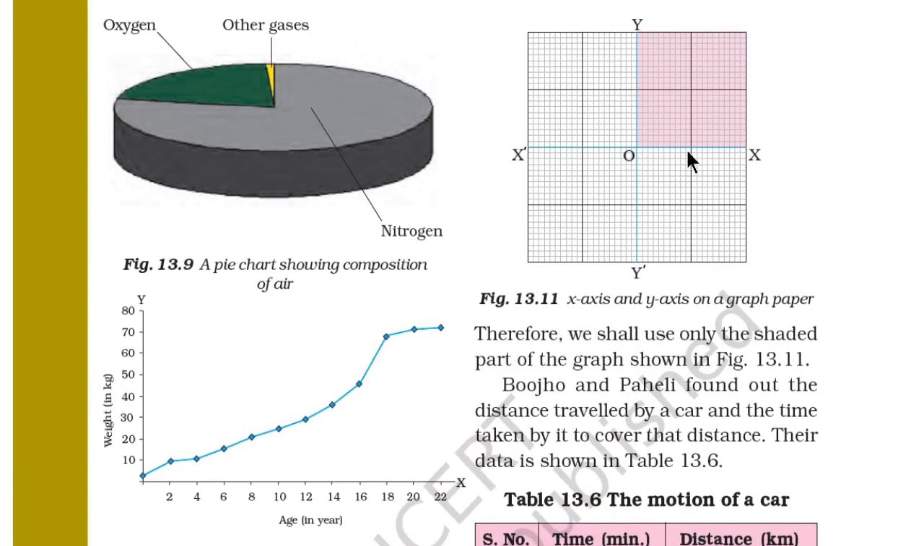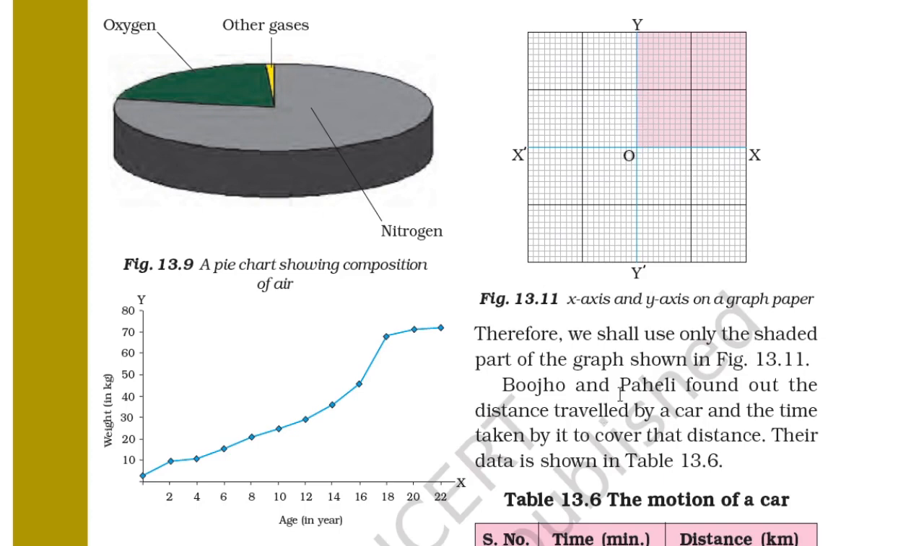So this is positive axis, this is also positive axis, and OX dash is negative axis and OY dash is also negative axis. But we are only considering the positive values. So we will plot only in this part XOY, the x-axis and y-axis on the graph paper. Therefore, we shall use only the shaded part of the graph shown in 13.11. So you should know that this is called the x-axis and this is called the y-axis.